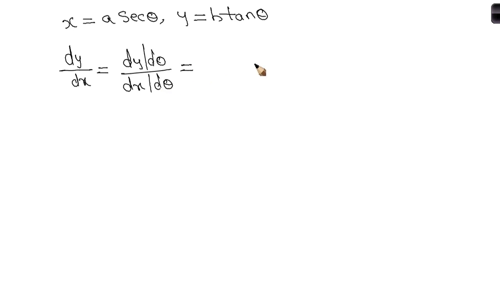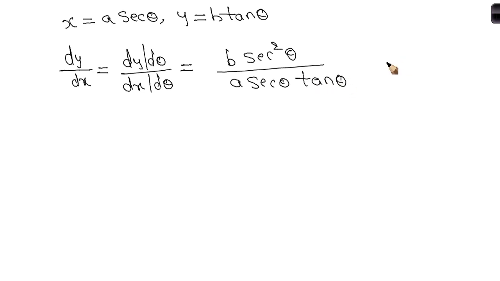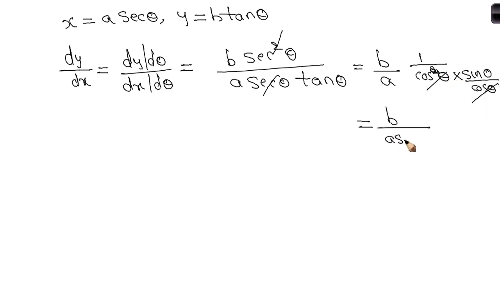dy by d theta is b into tan theta, derivative is secant square theta, upon a into secant theta into tan theta. So which would give me b by a, because secant theta and secant theta get cancelled. Secant theta by tan theta would be 1 by cos theta into sin theta by cos theta. So cos theta gets cancelled: b by a sin theta or b by a cosecant theta.